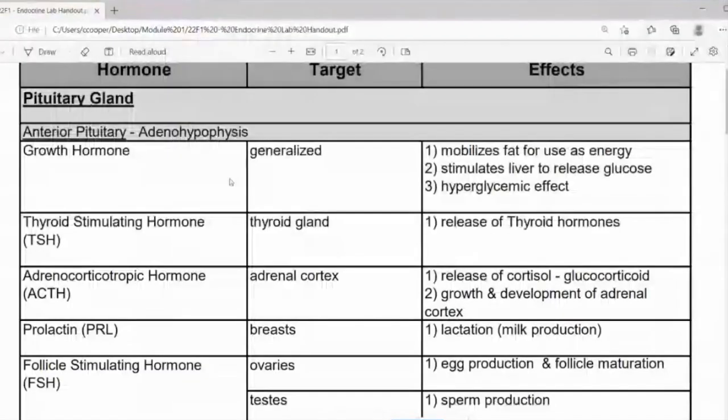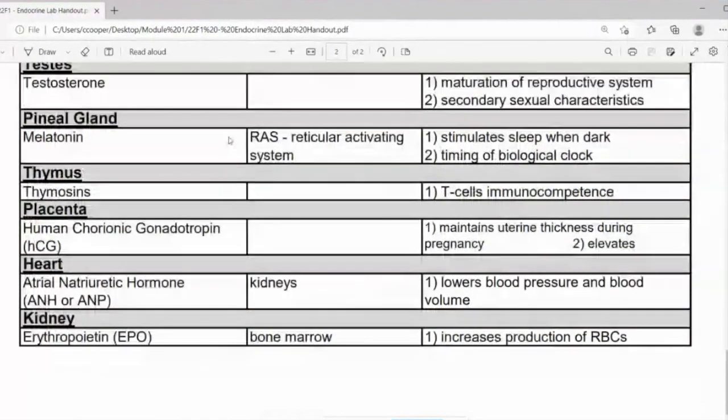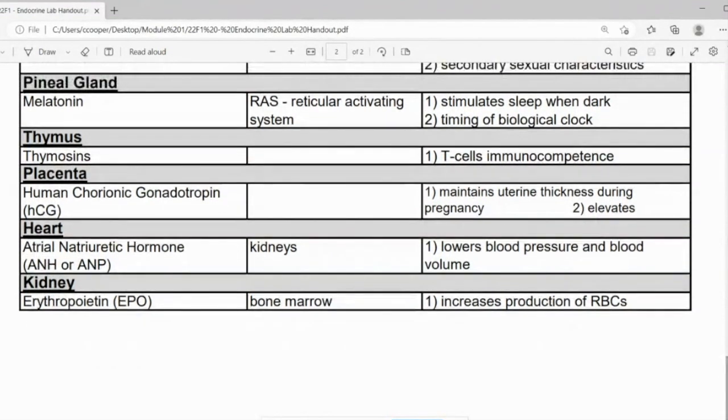So here's where we're going to start today. There's a few things on this sheet that we haven't done yet. We've done all of the major glands that we're going to see pictures of and slide pictures of, but we need to come in and talk about some of these minor glands that you may not think of as endocrine glands because they do other things. On day one, we did the kidney. We talked about erythropoietin, and we talked about the pineal and melatonin, and we talked about the thymus and the thymosins. So here are the two we need to cover right now.